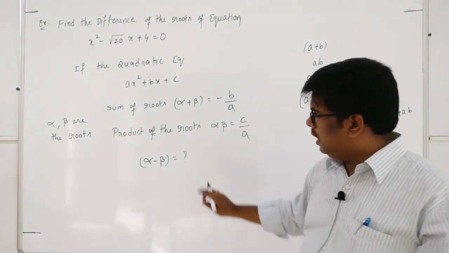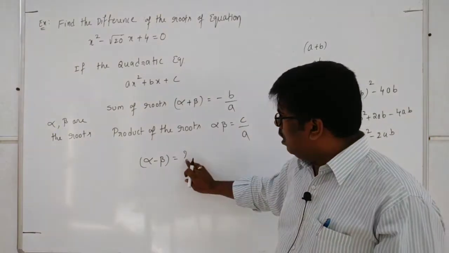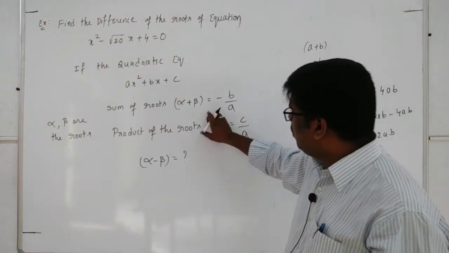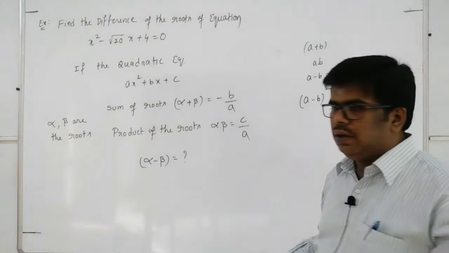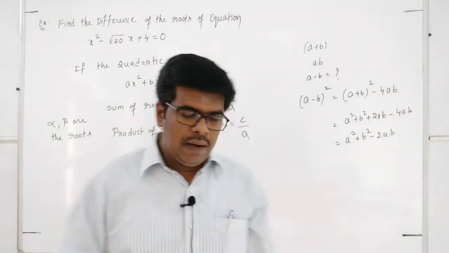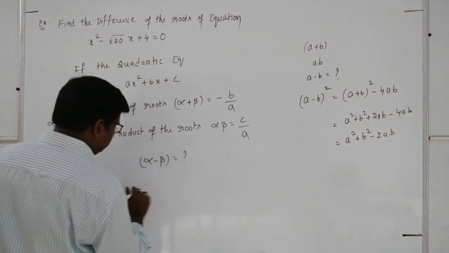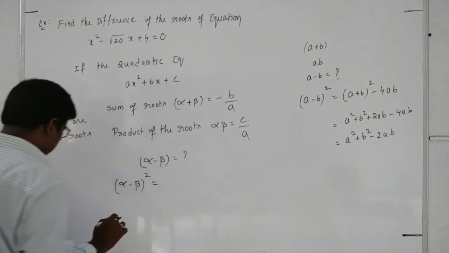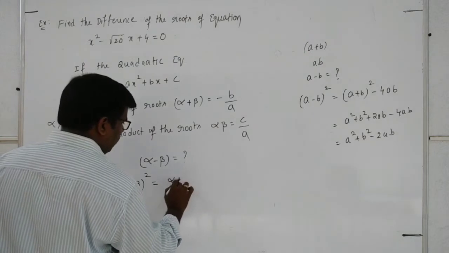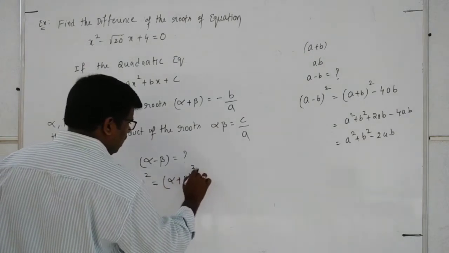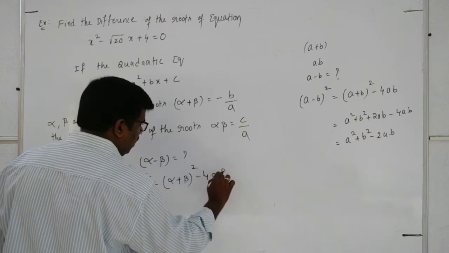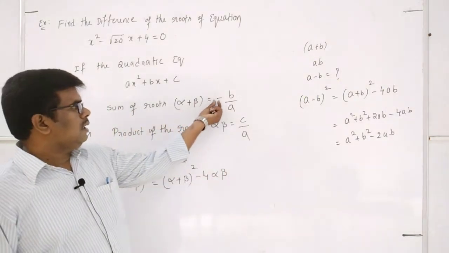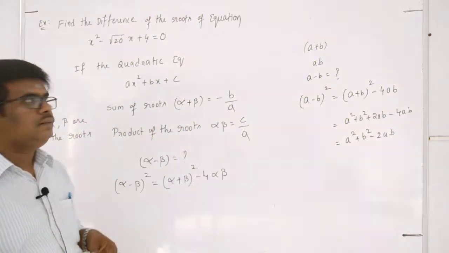In the same way here, what do we want actually? Alpha minus beta. What do you know? Alpha plus beta, how much do you know? Alpha beta, how much do you know? So I am going to write alpha minus beta like this: (alpha minus beta) whole square is equal to (alpha plus beta) whole square minus 4 alpha beta. So alpha plus beta is minus b by a.